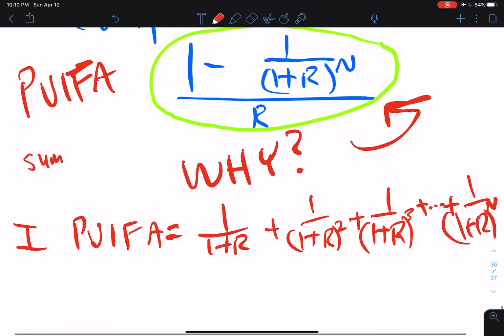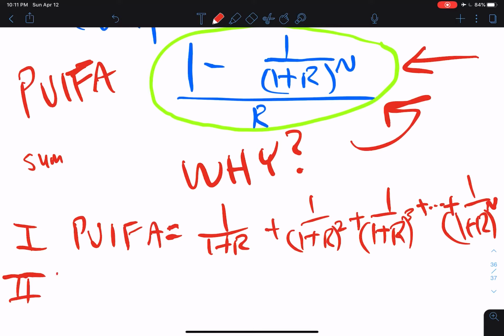Okay, again, keep your eye on the ball, so to speak. What we're trying to do is prove where that came from. And so we have a definitional equation. Now I'll create a new equation called Roman numeral 2. And what I'm going to do here is multiply both sides of the equation by 1 plus r.